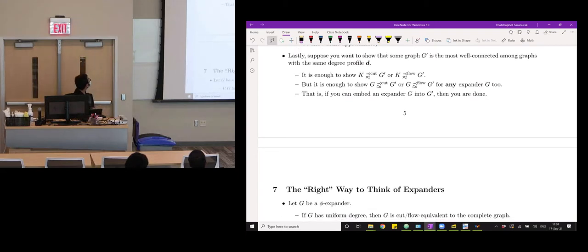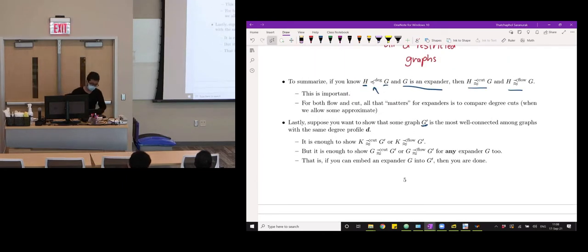The last thing is that suppose you want to show that some graph G prime is the most well-connected graph. If you can say that it is bigger than the product graph, then you're done for sure. But it's enough to show that G prime is bigger than any expander. Okay. Any questions about this review?